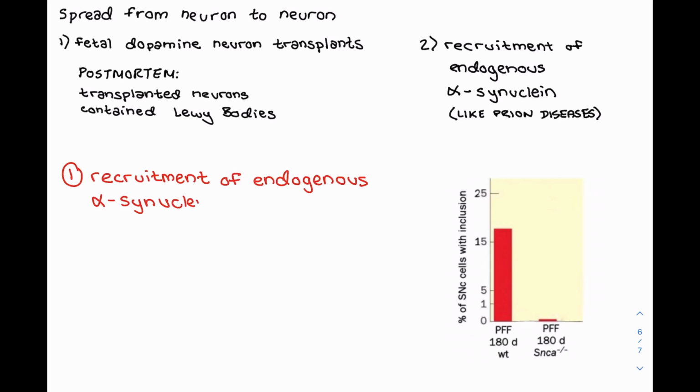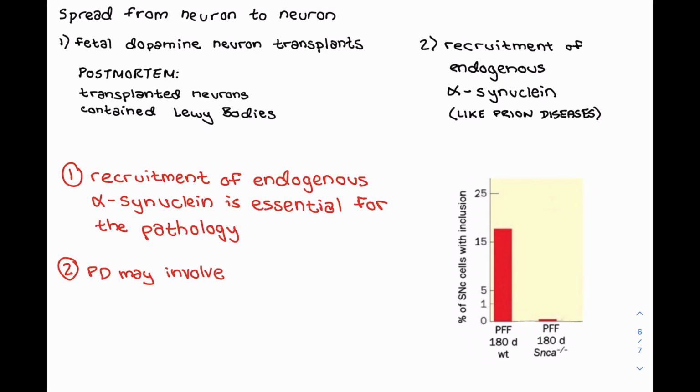Overall, these experiments suggest two things. One, recruitment of endogenous alpha-synuclein is essential for the pathology in question. And two, Parkinson's disease may involve cell-to-cell spread of pathogenic proteins, in particular pathogenic alpha-synuclein.